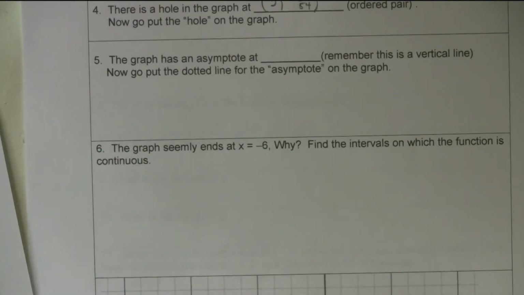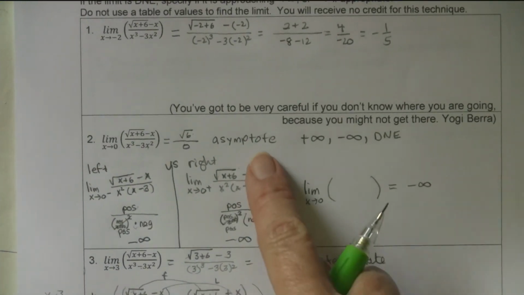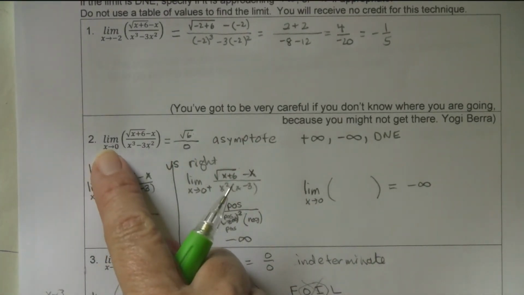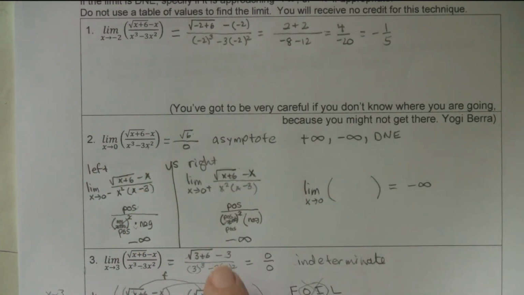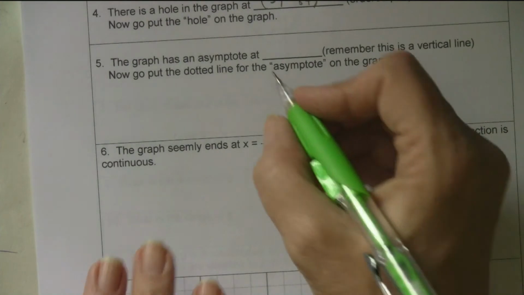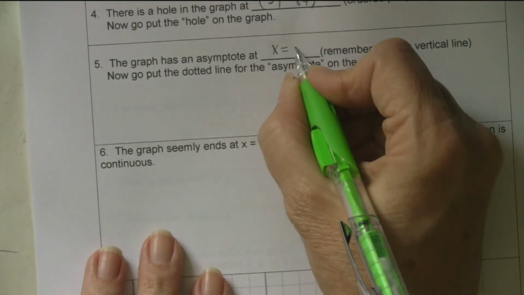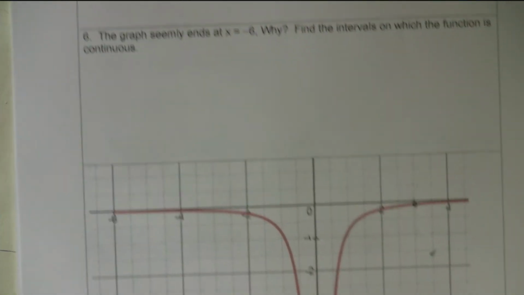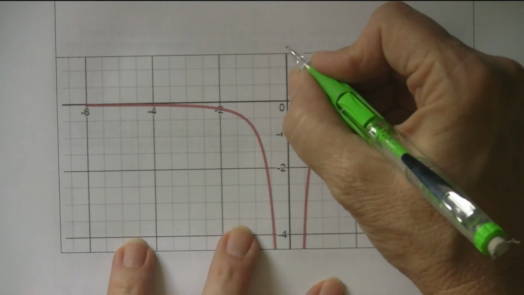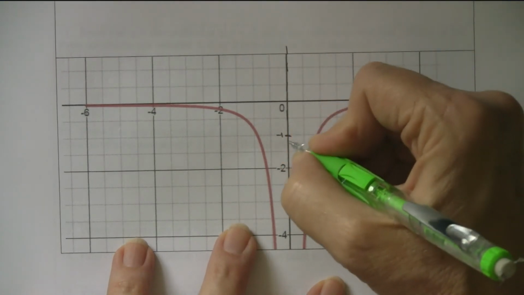Okay, then it says the graph has an asymptote. Well, we found the asymptote, right? Remember we said, hey, there's an asymptote. Where's the asymptote at? Well, it's at x equals 0, because that's what created this asymptote, when we got close to 0. So the asymptote is at x equals 0. And yes, you do need the x equals part because it is a vertical line. So if you just put 0, then you have not put a vertical line. And then they asked us to go put a dotted line where the asymptote is. So here's the dotted line at x equals 0.